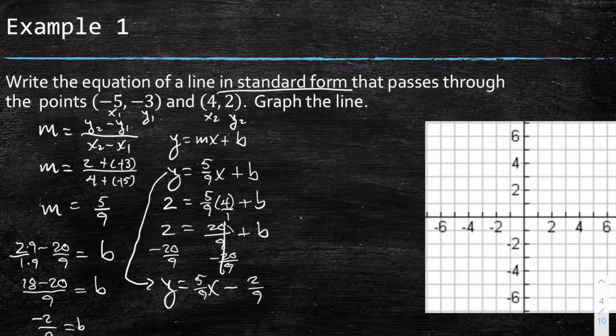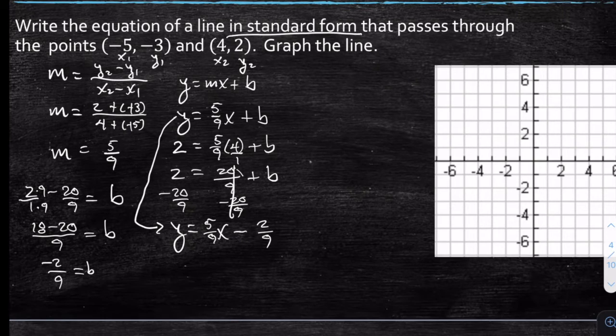The first thing I'm going to do is take all my fractional numbers and turn them into integers, because standard form requires that all the coefficients and numbers be in integer form. So we're going to do that. In this case right here, remember I said you can flatten out a fraction by multiplying the fraction by whatever number is in the denominator if it isn't 1. So we're going to multiply everything by 9. So that's going to be 9 times y is equal to 9 times 5 over 9 x minus 9 times 2 over 9.